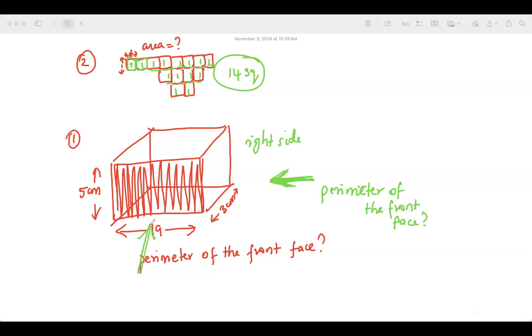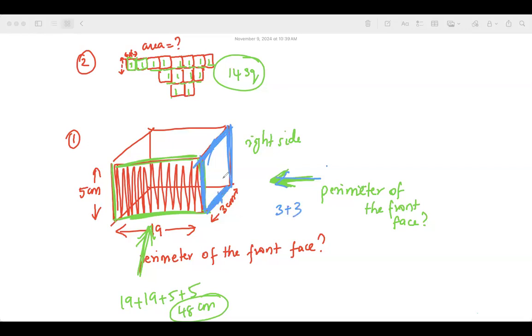For this one, this front side means this is the perimeter, right? What are the sides? 19, 19, 5, 5. Right? 48 centimeters. There are no squares for perimeter. That is the biggest difference. There are no squares when you write perimeter. Now, perimeter from this side. Neil, I want you to listen to this one. This is 3, so this is as well 3. So 2 3s added together.